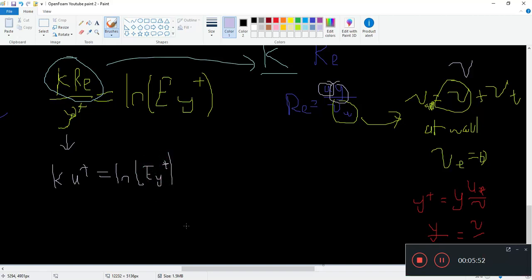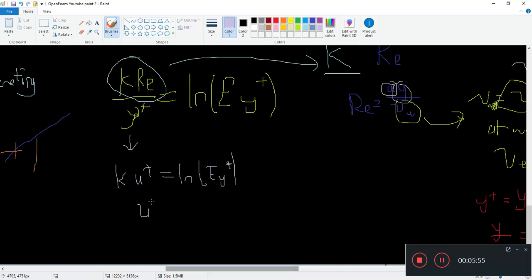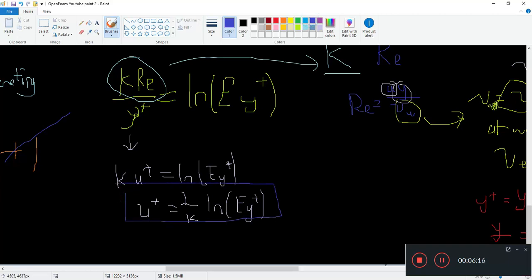Okay, so that solves most of it. We are almost there. So u plus equals 1 over kappa ln of E y plus. Alright, so you take a look at this final form of the equation here, and we try and compare it to this: u plus equals 1 over kappa ln y plus plus C. Alright, so we see there's some resemblance.